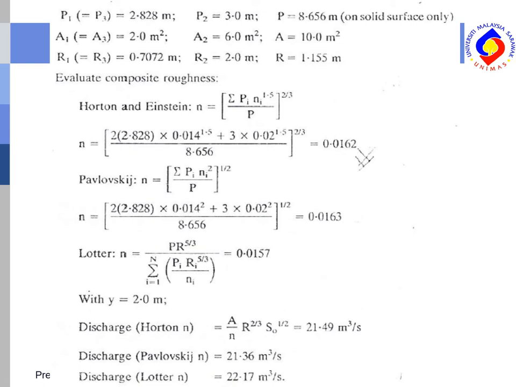For all of these equations, it involves a summation, either multiplying the P with the n and then dividing by the P. For example, in the Horton and Einstein equation, the top of the equation is the summation of Pi Ni to the power of 1.5, divided by P to the power of 2/3. In other words, for the top part, you multiply P1 with N1 to the power of 1.5 plus P2 multiplied by N2 to the power of 1.5 plus P3 multiplied by N3 to the power of 1.5, divided by the total P, then the whole calculation you raise to the power of 2/3, and it will give you 0.0162.